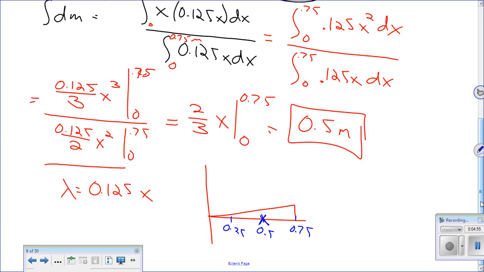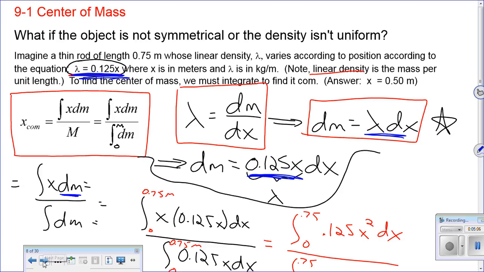Okay. Now, when you do number 7 in the homework, it's the exact same method. Okay? The only difference, and it sounds like it's going to be way harder, but I swear to you it's not. The only difference is the one in the homework is instead of it being 0.125x, it's 0.125x squared. But it doesn't make it any harder. Okay? All right. Questions?